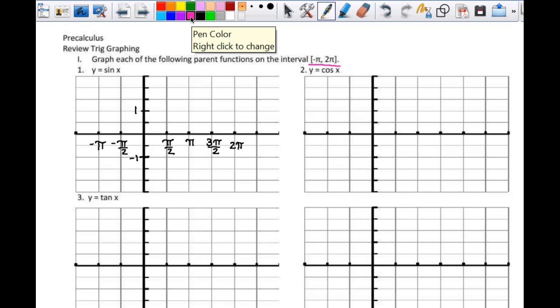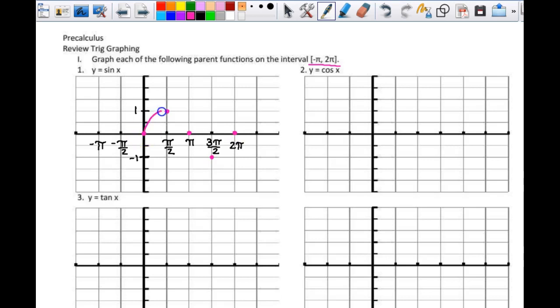you should have an idea of what the shape looks like for a sine function, but you can also think around your unit circle. So when x is 0, the sine of 0 is 0. You go to pi halves, the sine of pi halves is 1. The sine of pi is 0. The sine of 3 pi halves is negative 1. The sine of 2 pi is 0. Okay, so that's where we get that from.